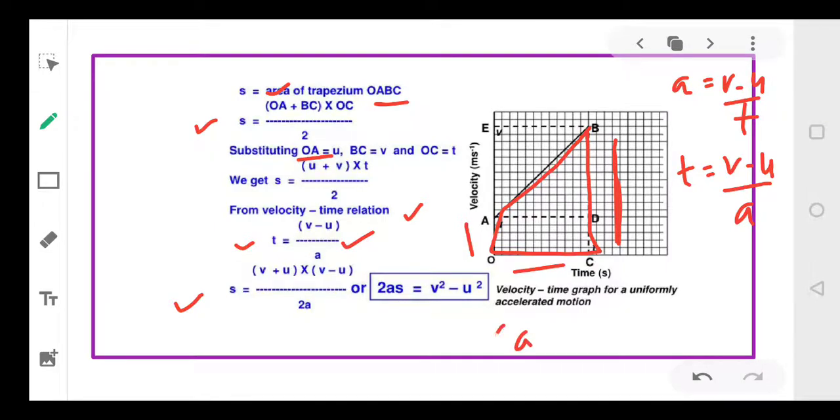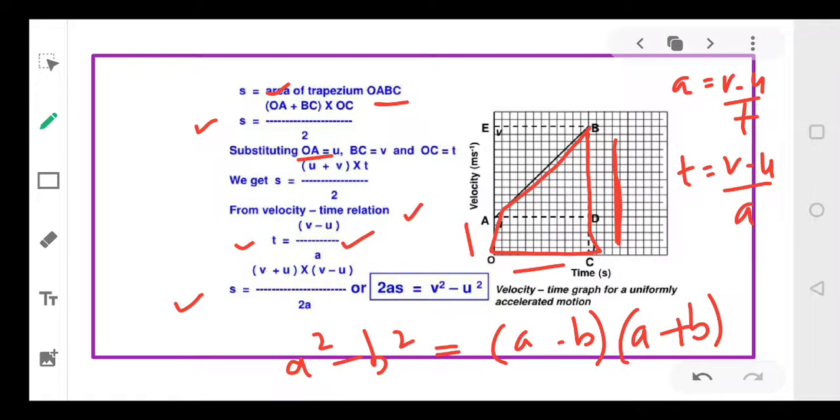So if you have A minus B and A plus B, what does it become? It becomes A square minus B square, isn't it? So here you have V plus U and V minus U. So V plus U multiplied by V minus U will be equal to V square minus U square. So yes, S will be equal to this, and the 2A will multiply here.